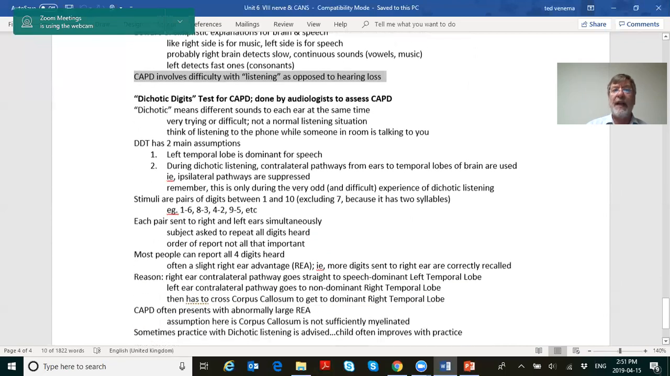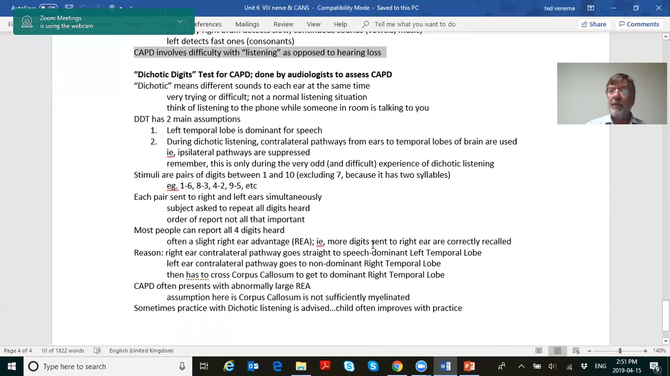And here's where we end our session. Look at it. A test called Dichotic digits. And it's done by audiologists. And dichotic means different information sent to the ears at the same time. Dichotic. D-I-C-H-O-T-I-C. Okay? Information here and information here, but different at the same time.